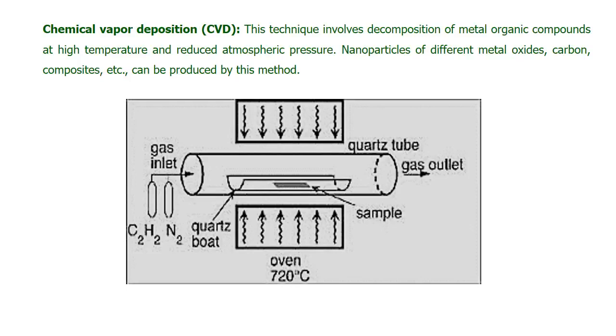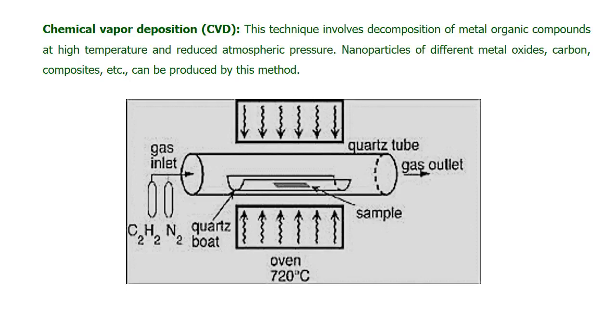At 720 degrees Celsius, the oven is kept, and into this we have a quartz boat where we have kept the sample. Carbon vaporizes and then deposits as nanomaterial. Here, to vaporize, heat is provided by burning acetylene and nitrogen gas. To make it inert, nitrogen gas and acetylene gas are given into the quartz boat.